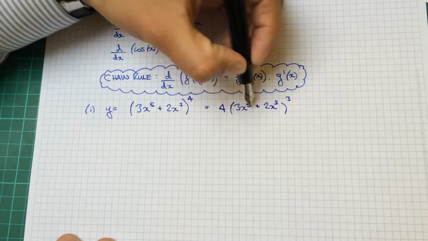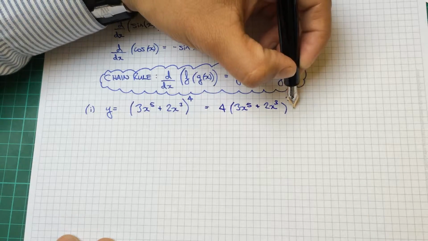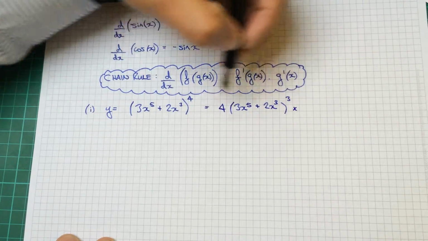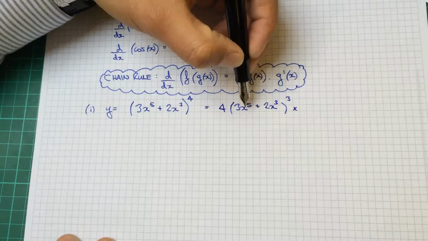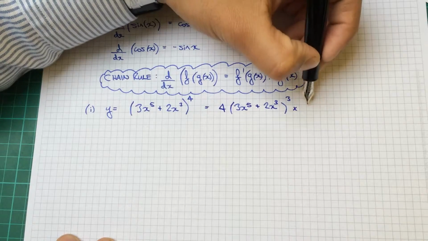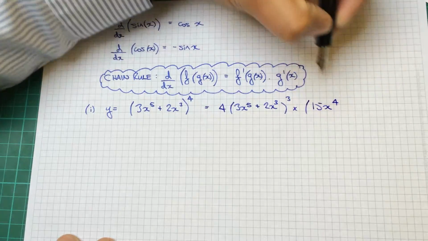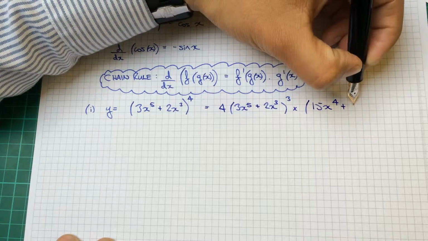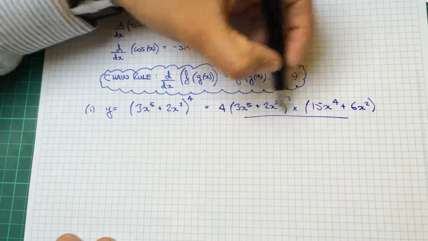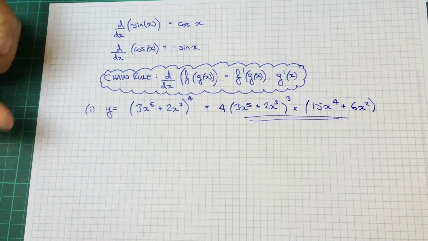We differentiated the outside. We did not change the inside, and we're going to multiply this, and you can use a dot, you can use a cross, it really doesn't matter, whatever you prefer, and you multiply it by the inside differentiated, and you simply just differentiate that as you normally would. That's just going to be multiplied by 15x to the power of 4 plus 6x squared. And you could tidy this up, but I'm not going to do that because it's not necessary here. I simply wanted to show you how to use the chain rule to differentiate.